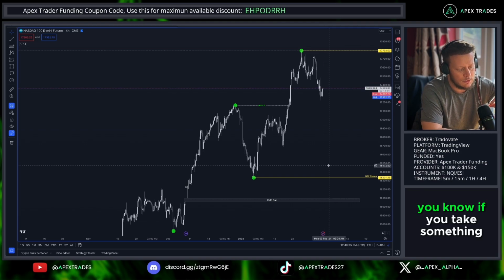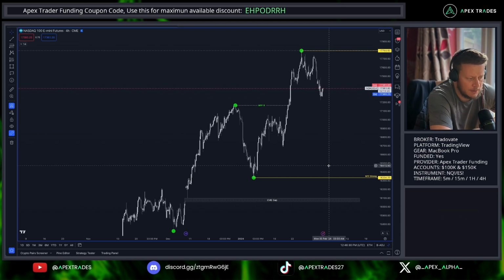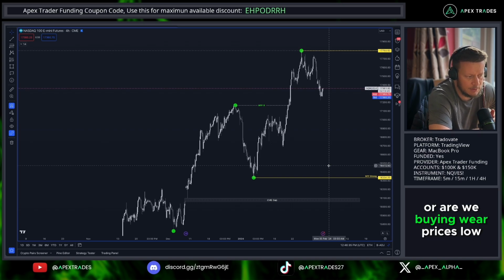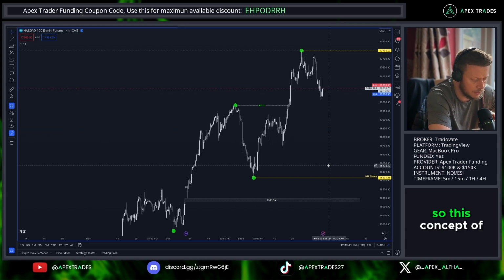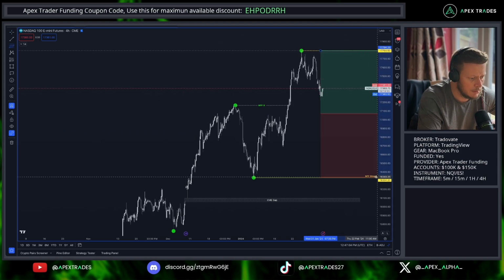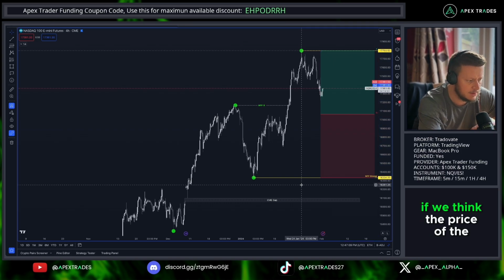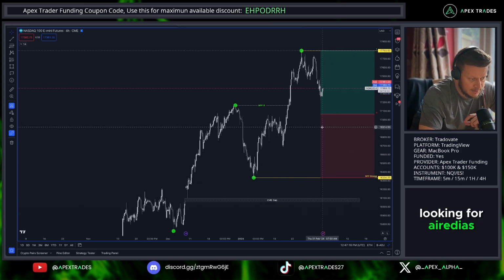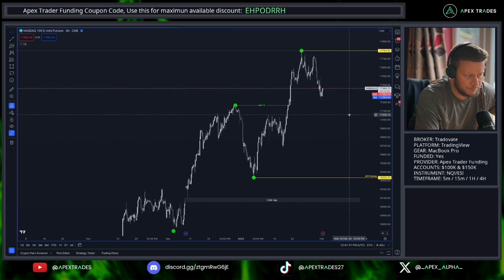Which is to say, if you take something like the VWAP or volume weighted average price, will give us an indication of are we buying where price is high, or are we buying where price is low? Are we getting value for where we're buying now, or value for where we're selling? Let's just say. And so this concept of premium and discount, the red zone is discount, right? So it's where if we think the price of the movements of NQ is going to remain bullish, then we really want to be looking for areas in this zone, right? And so I'm just going to kind of park that to one side for a minute because I want to just show you something else.